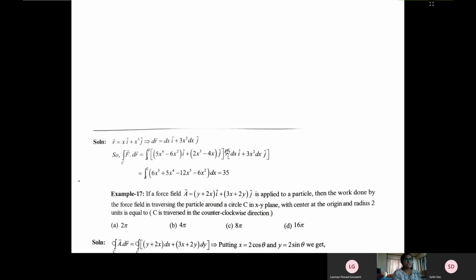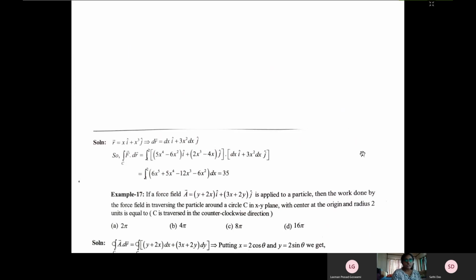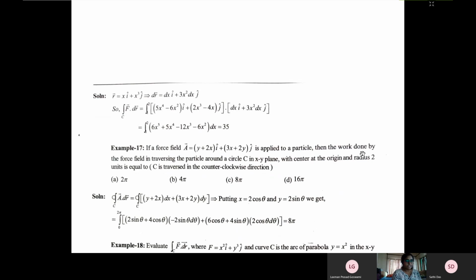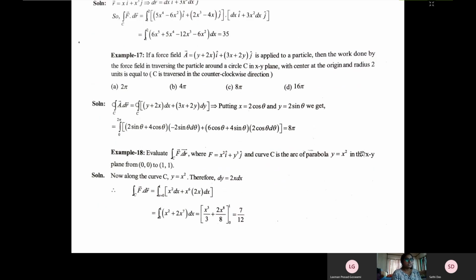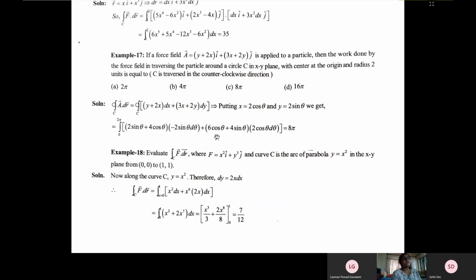Now this is the traditional method. You can also do it by applying Stokes' theorem, and I will tell you the short trick. So this is the traditional method. In the last question we used the Cartesian coordinate. In some problems you may find that the Cartesian coordinate should be converted to the polar coordinate. Suppose we are taking this example.